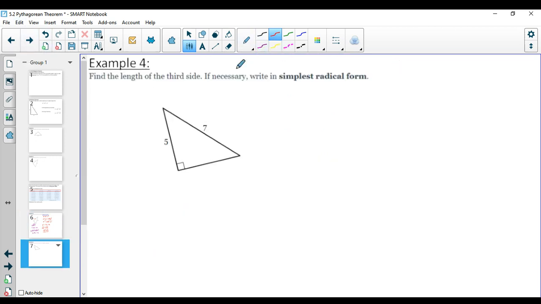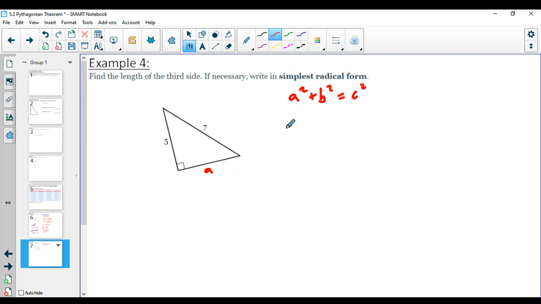All right. So find the length of the third side. So again, our hypotenuse is 7, so maybe our missing side length is A. You could make it B if you want. And we're using our Pythagorean theorem since we have a right triangle. And write it in simplest radical form.